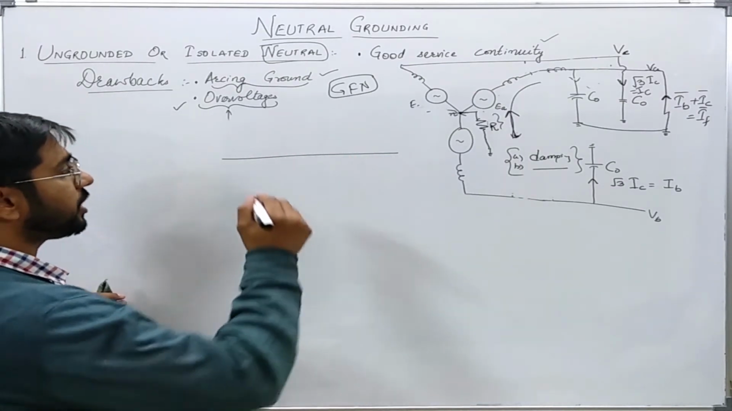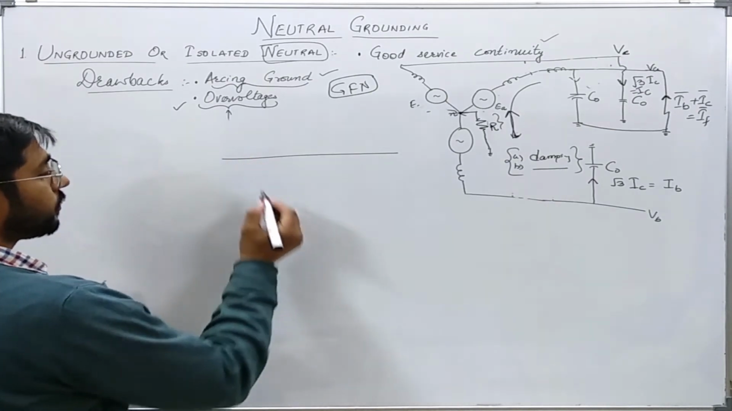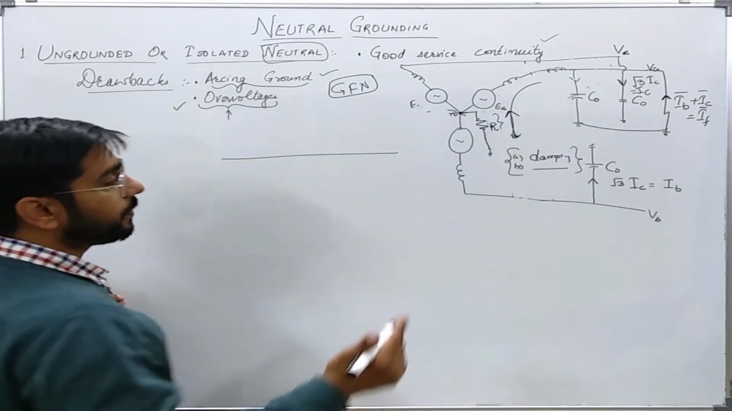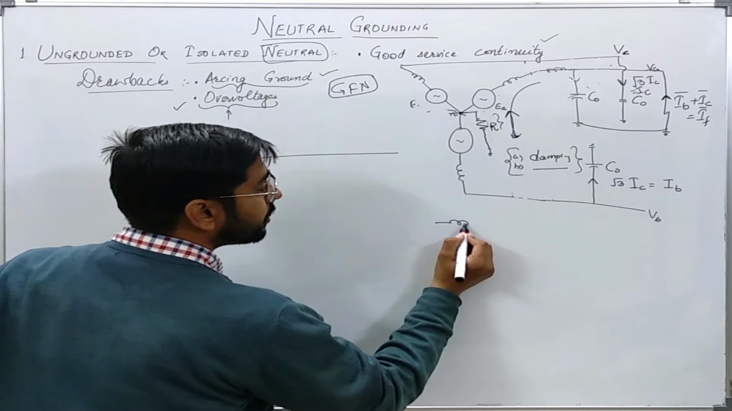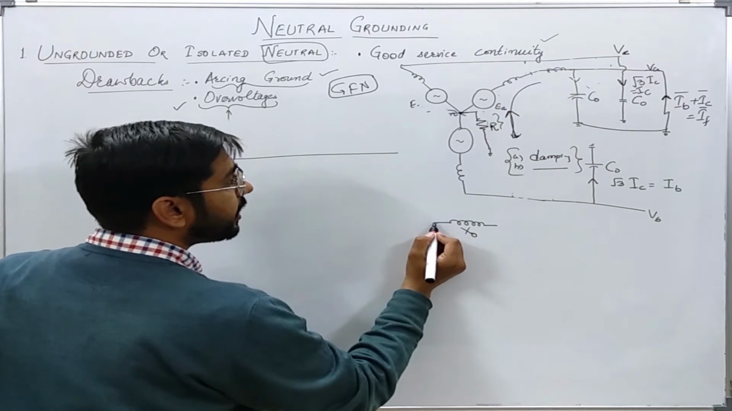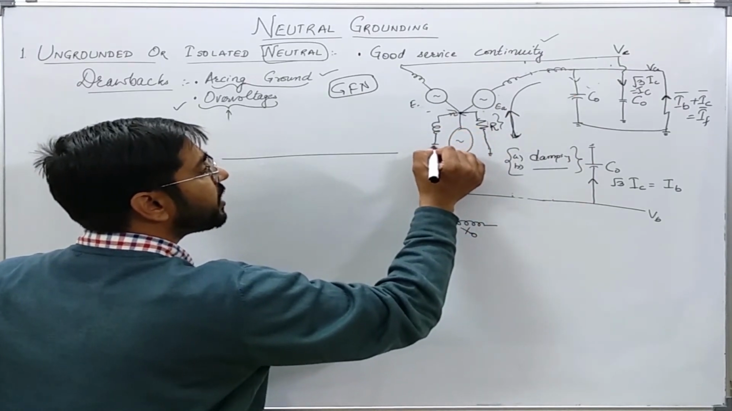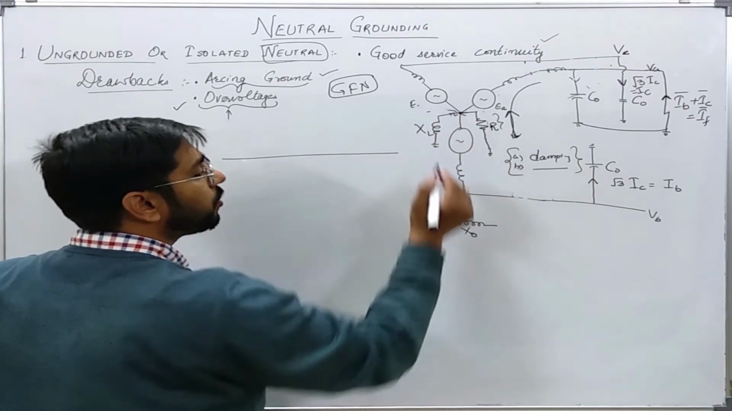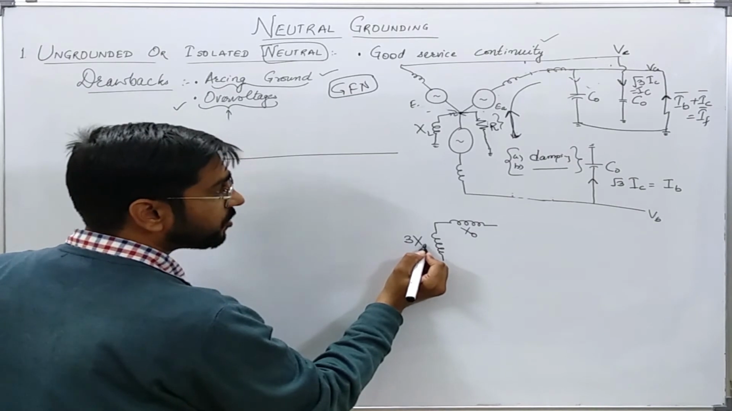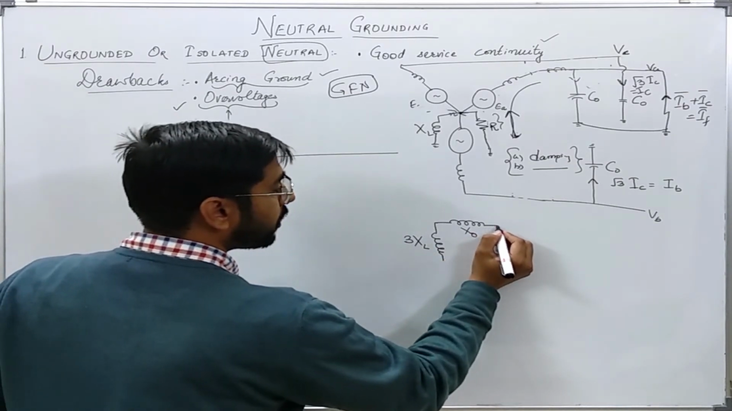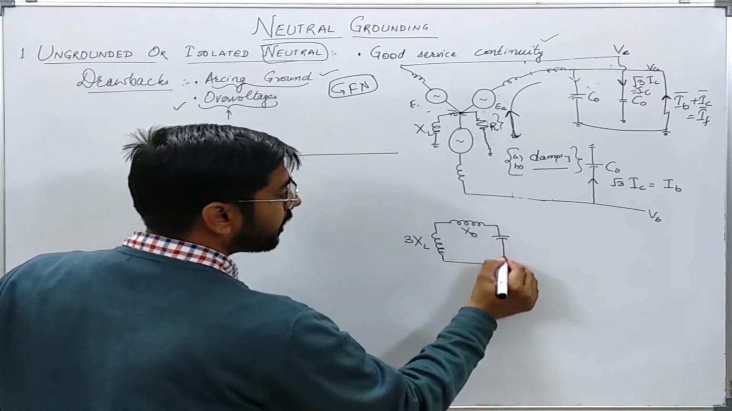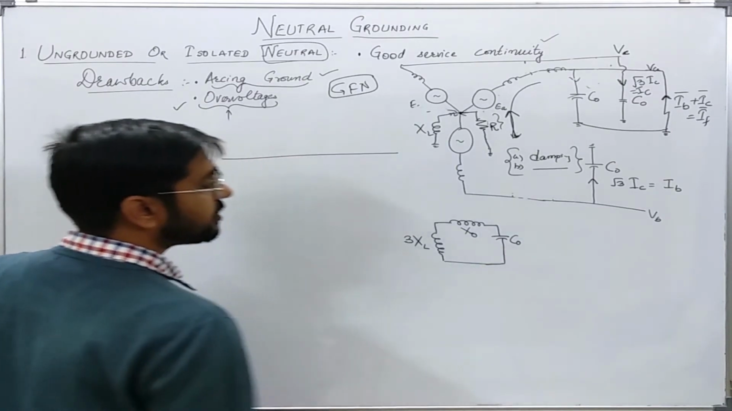Let us first draw the zero sequence. You can see that these capacitances will act in shunt. Let us say this is the zero sequence reactance of the system, and let us say I have connected some reactance from neutral to ground. So this will be reflected through 3 times XL. Now these will be in parallel with the system zero sequence capacitance.